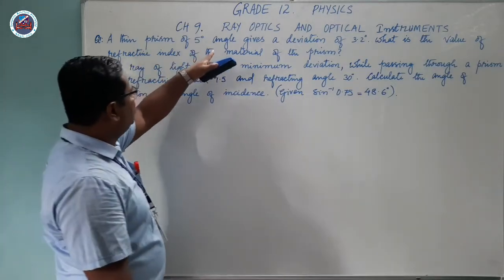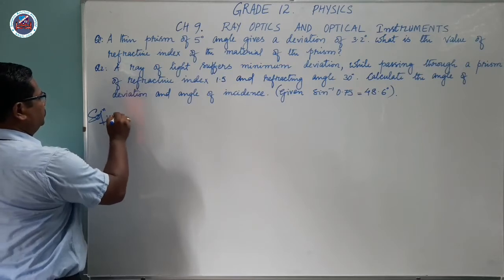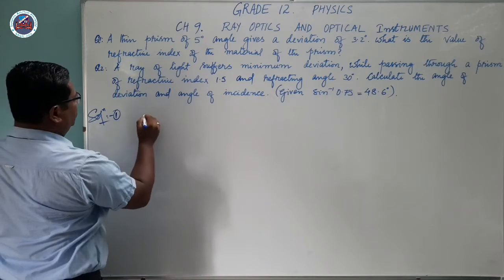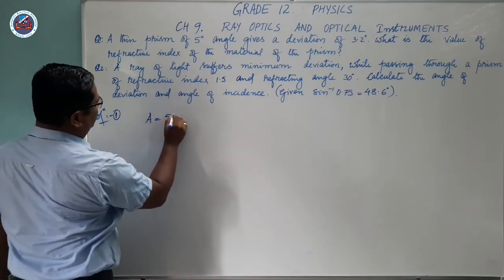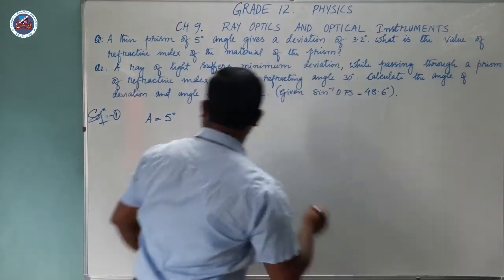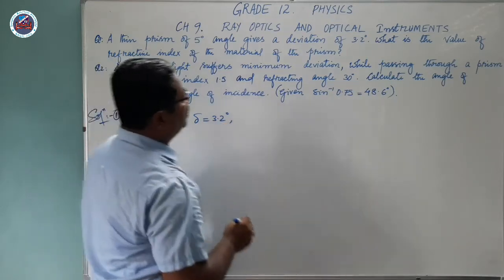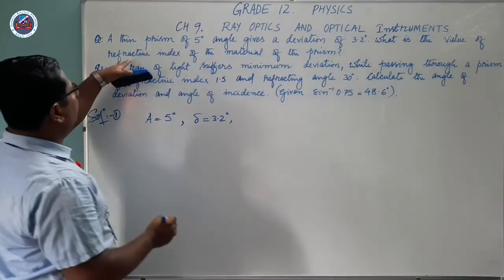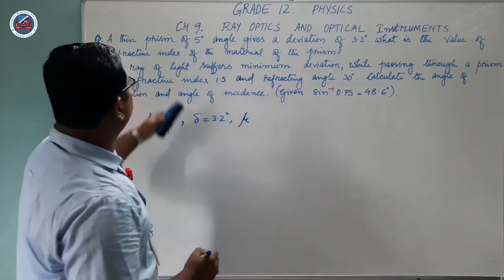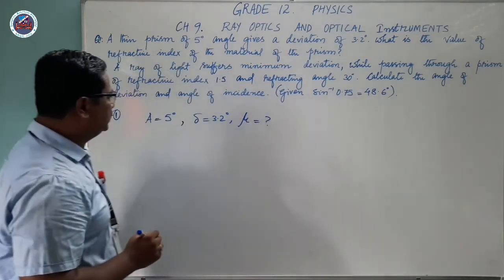A thin prism of 5-degree angle. The angle of the prism, we are doing number 1. Solution number 1. The angle is only 5 degrees, so angle of the prism A is equal to 5 degrees. So it is a thin angle prism. Gives a deviation of 3.2 degrees. Angle of deviation is 3.2 degrees. What is the value of refractive index? That means you are asked to find out the refractive index of the prism, mu, of the material of the prism. This one we are going to calculate.